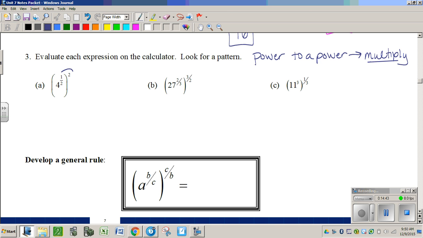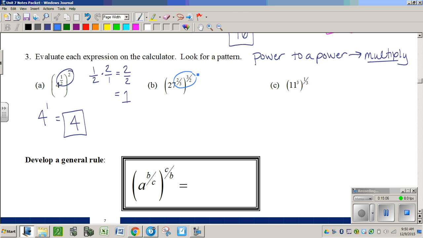So I'm going to multiply 2 and 1/2. So this is really going to be 4 raised to the, well, let's take a look at that. 1/2 times 2, or 2/1, happens to be 2/2, which just happens to be 1. Well, what's anything raised to the first power? Itself. Very good.